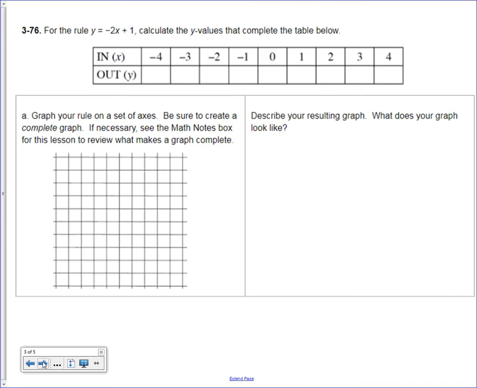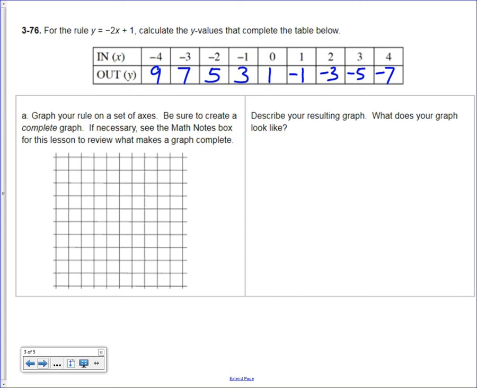Problem number 76, it says for the rule y equals -2x plus 1, calculate the y values that complete the table. Then we're going to draw a complete graph and describe our result. So -4, I plugged it in. -4 times -2 is 8, plus 1 is 9. -3 is 6 plus 1, which is 7. 4 plus 1, which is 5. 2 plus 1 is 3. This one is 1. -2 plus 1 is -1. -4 plus 1 is -3. -6 plus 1 is -5. And -8 plus 1 is -7.